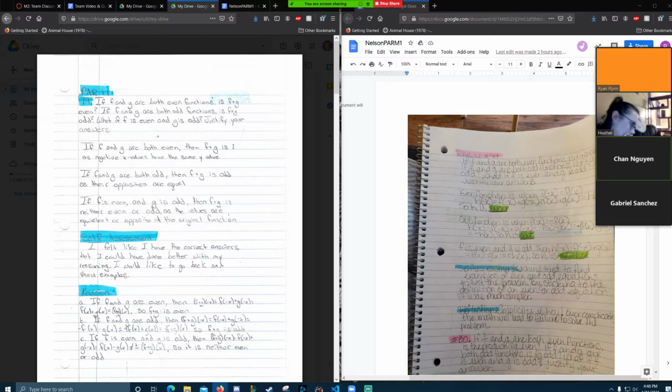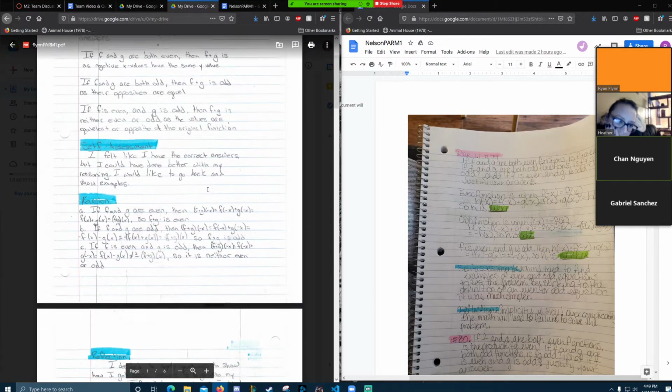I meant to write out even here. Apparently, I just forgot to do that. I do not like writing for long periods of time. So f and g are both even, then f plus g is even. F and g are both odd, then f plus g is odd, and then f even, g odd is neither. And you add the equations.